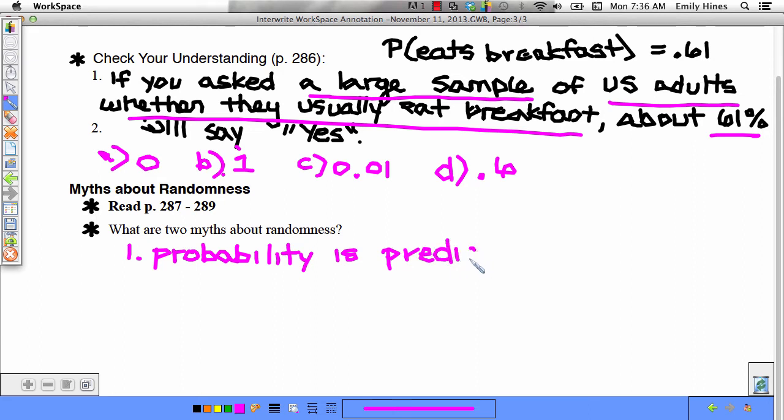Even if I flip a coin 5 times in a row and I get heads every time, that does not mean that I am due for tails. Okay? From one time to the next, probability is not predictable. All I know is that if I'm flipping a coin, if I do it a bunch of times, I'm going to end up with about half heads and about half tails. Not exactly probably, but somewhere about. Okay? I cannot do any kind of predicting from one turn to the next.